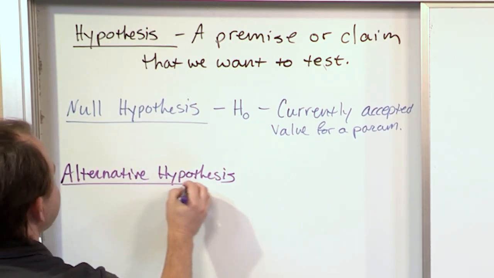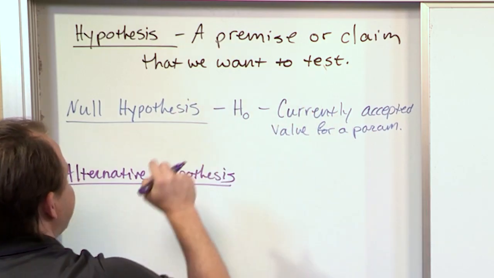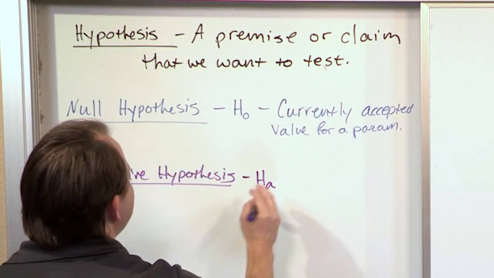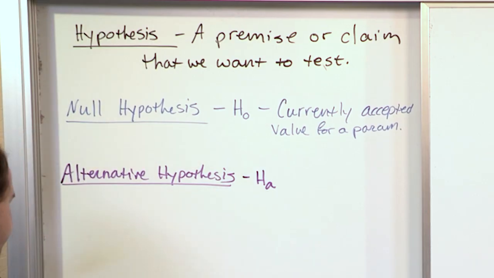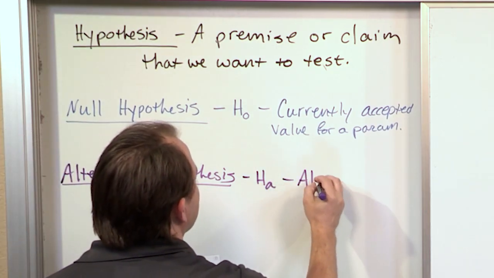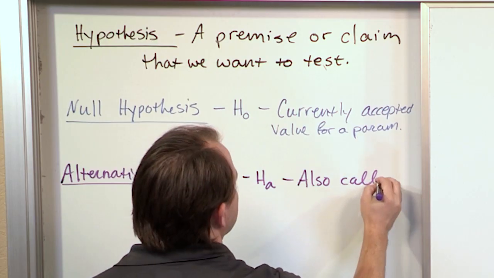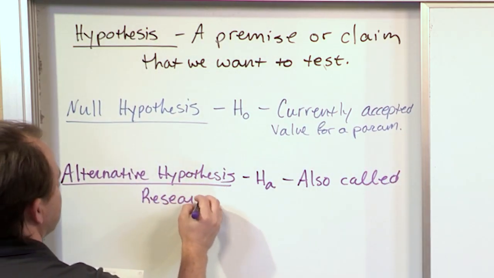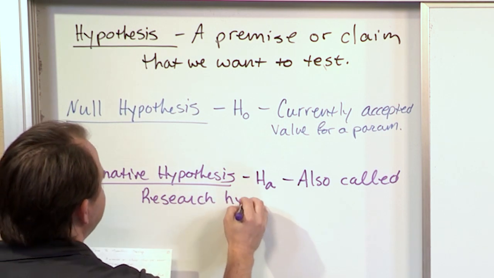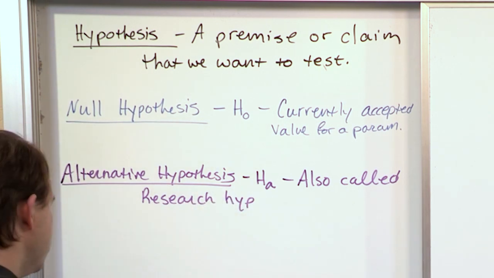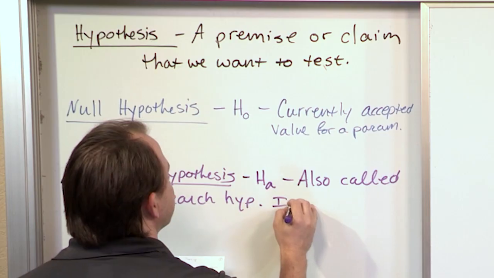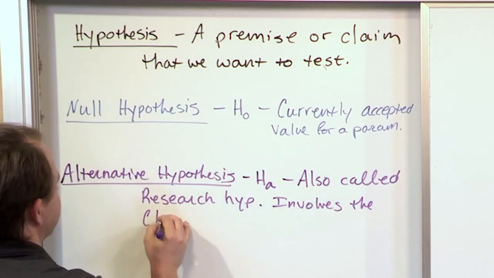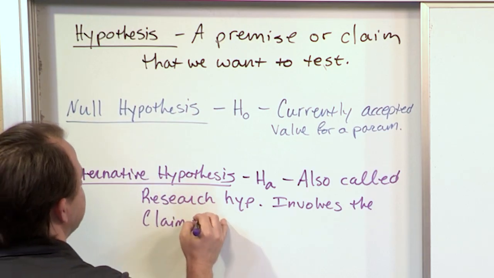Now the null hypothesis, the currently accepted thing, that's H naught. The alternative hypothesis, we call that H sub A because of alternative, okay? And this is also called, in some books, the research hypothesis. I'm going to put HYP for hypothesis, okay? And it involves the claim to be tested.